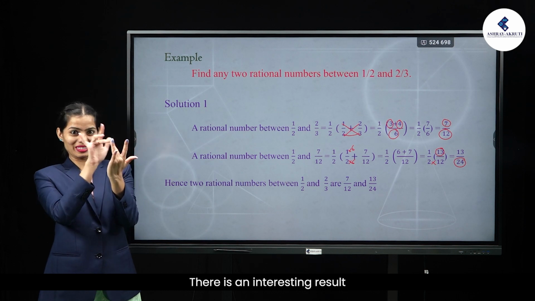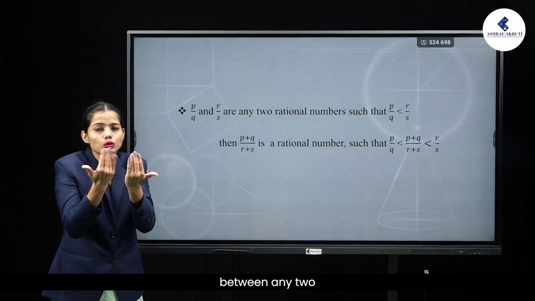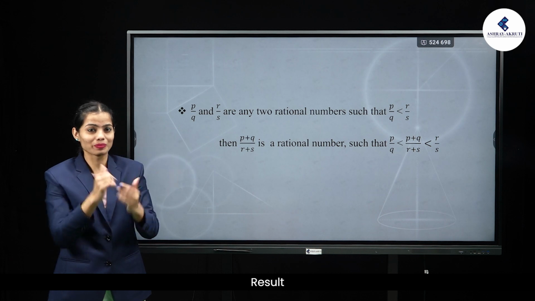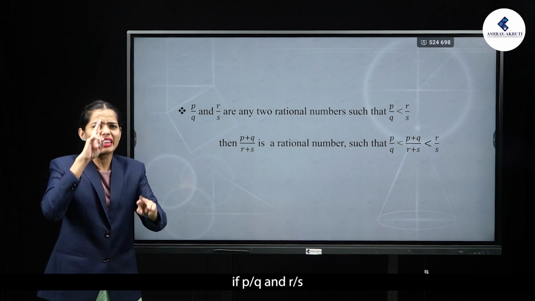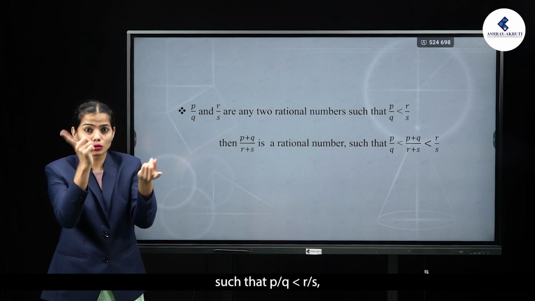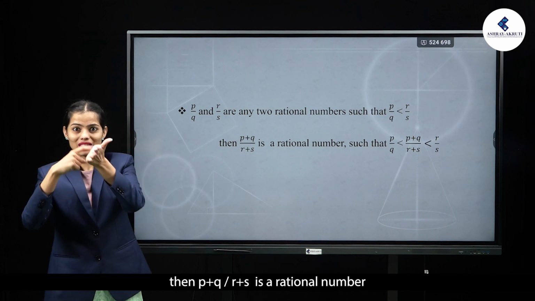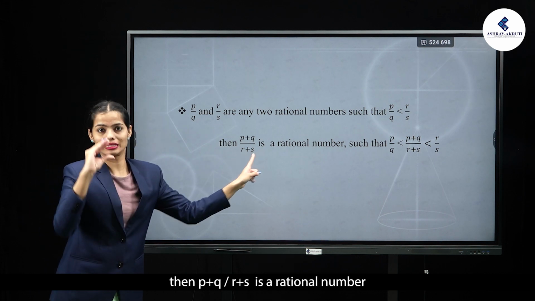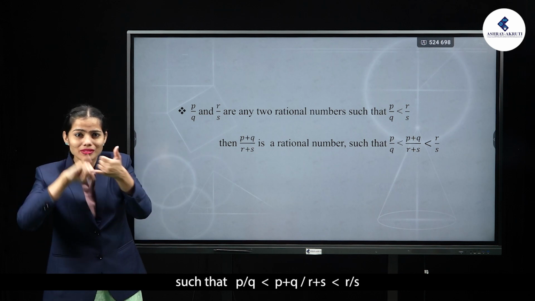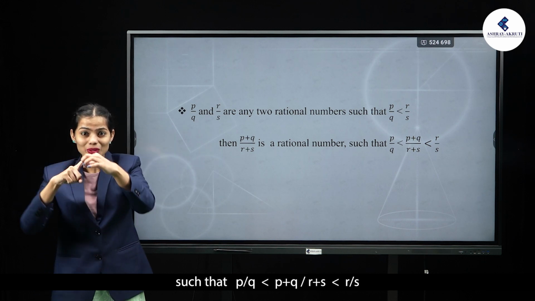There is an interesting result that could help you to write instantly rational numbers between any two given rational numbers. Result: if p/q and r/s are any two rational numbers such that p/q is less than r/s, then (p + r)/(q + s) is a rational number such that p/q is less than (p + r)/(q + s), which is less than r/s.